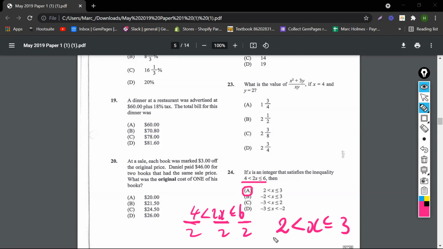4 divided by 2 gives me 2. 6 divided by 2 gives me 3. These will remain the same, less than and less than or equal to. So the answer is A. Because you're always trying to get rid of what's in the middle to balance both sides.